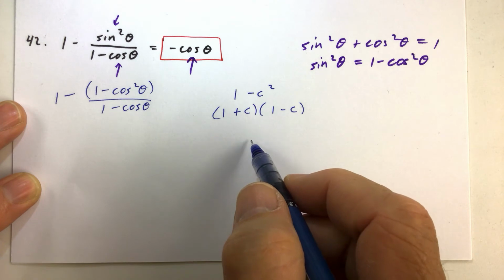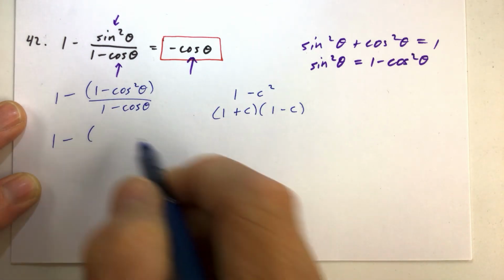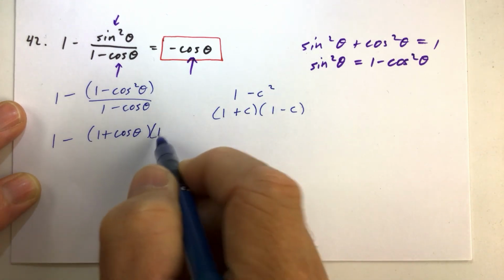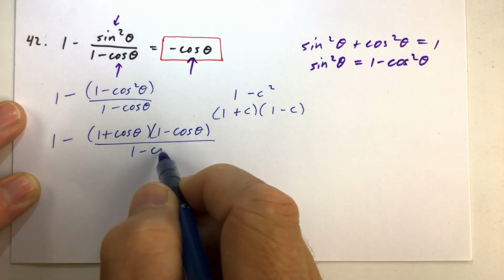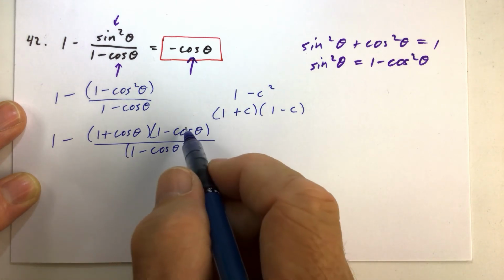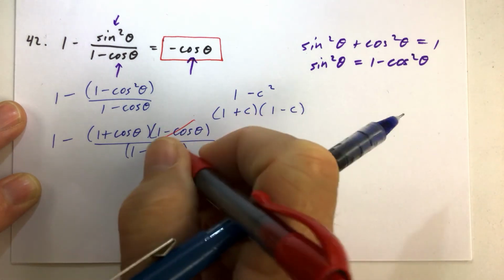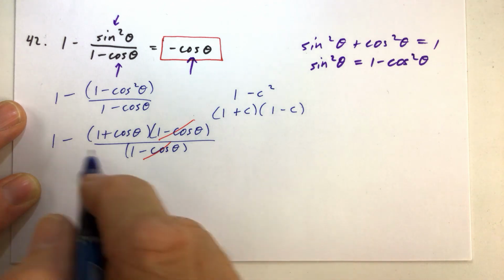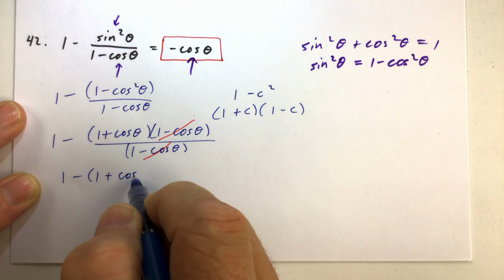Now, that means that 1 minus cosine squared can be rewritten as 1 plus cosine theta times 1 minus cosine theta, all over 1 minus cosine theta. Now I put it in parentheses so it looks better. It looks more like that, and that's indeed what you get to do. You get to cancel out those factors because they are the same. And then we have 1 minus the parentheses 1 plus cosine theta.